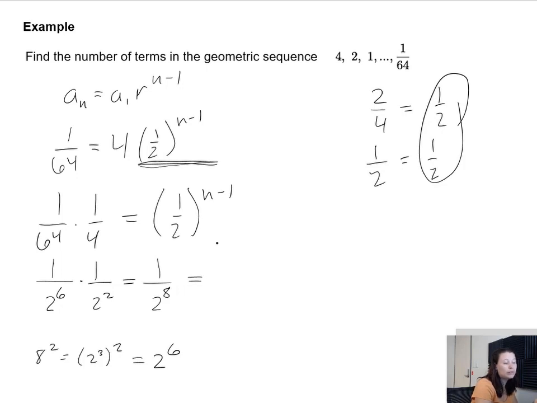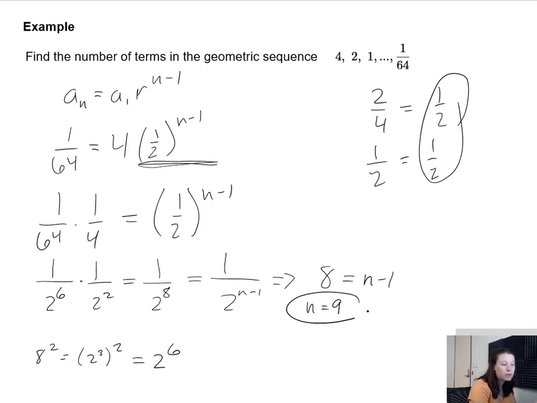Okay, well, if we have this set up, this is really, well, 1 to any power is 1, so this is really 1 over 2 to the n minus 1. So that means that we have 1 and 1 in the numerators, same thing. 2 to the 8th equals 2 to the n minus 1. So that means the exponents are equal. 8 equals n minus 1. So then n is 9, right? So there we go. We just found n, the number of terms in this geometric sequence.